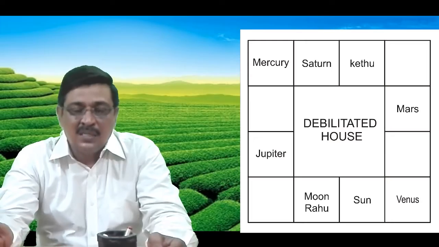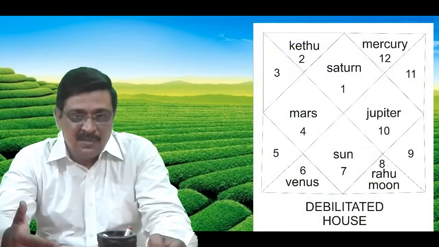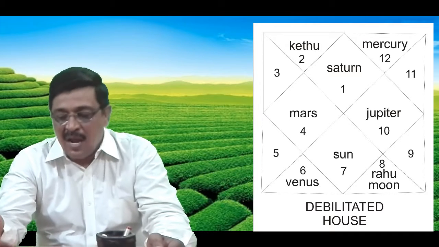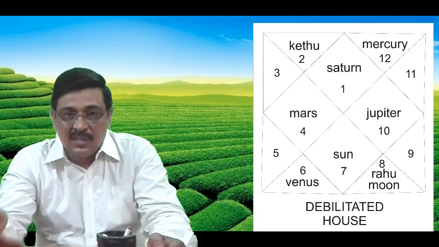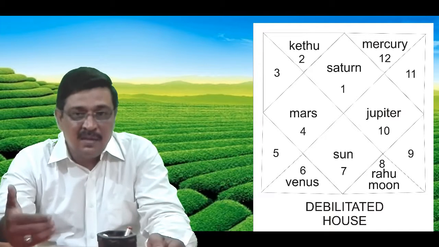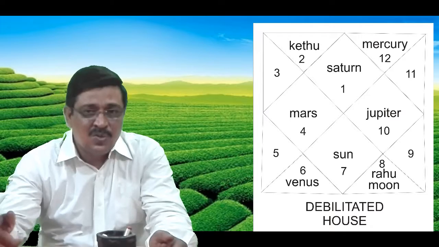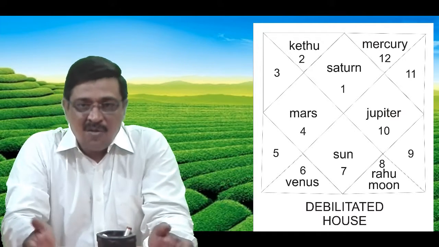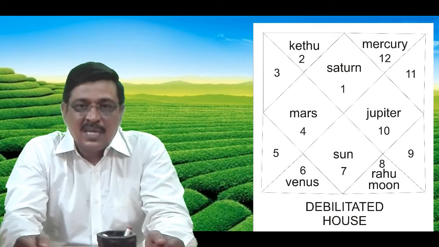Likewise, Mars is debilitated in Cancer, Mercury is debilitated in Pisces, Jupiter is debilitated in Capricorn, Venus is debilitated in Virgo, and Saturn is debilitated in Aries. Likewise, the next two planets, Rahu and Ketu, as I told, have a big confusion and controversies. In our coming video, we will be discussing these things.